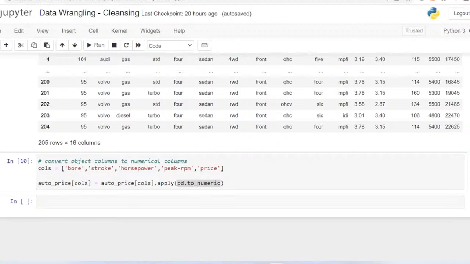Anything else? So pd.to_numeric is typecasting.